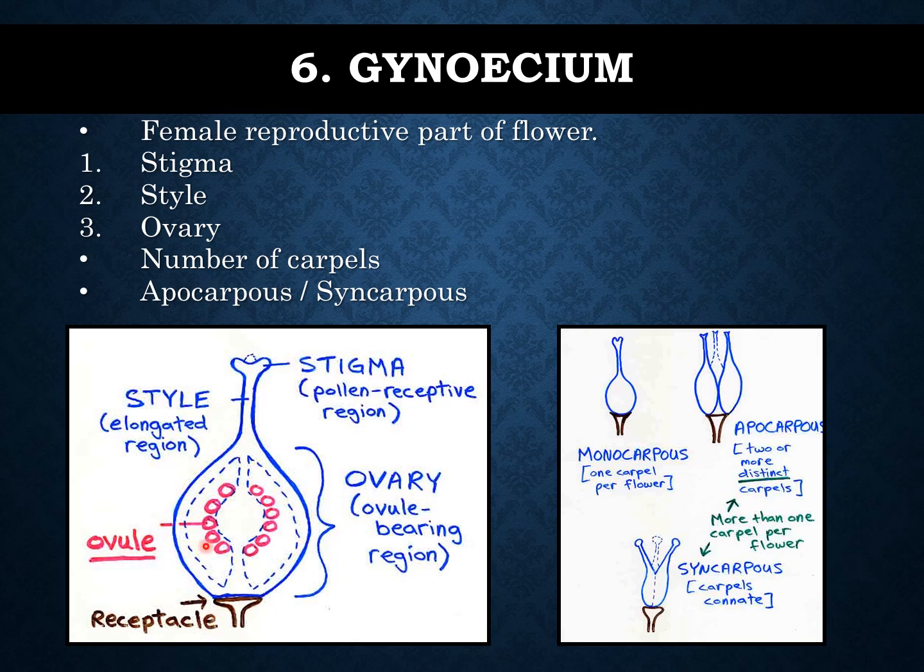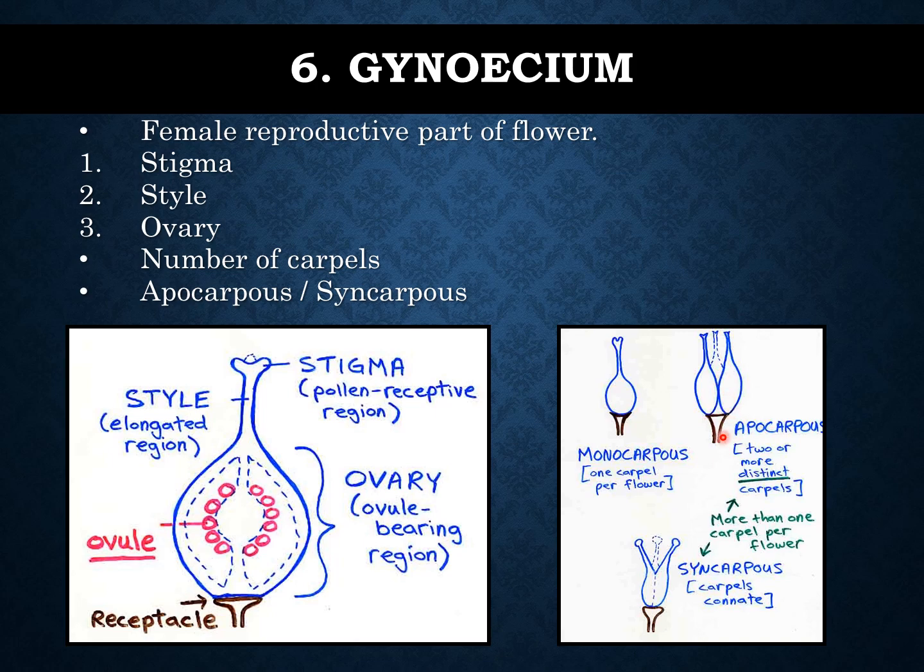It contains one to numerous ovules. The ovary matures as fruit and the ovules mature as seeds. You will notice here the number of carpels. All the carpels present in the flower are collectively known as gynoecium, and the individual part of the gynoecium is called a carpel. So the carpels may be in the apocarpous or the syncarpous condition.